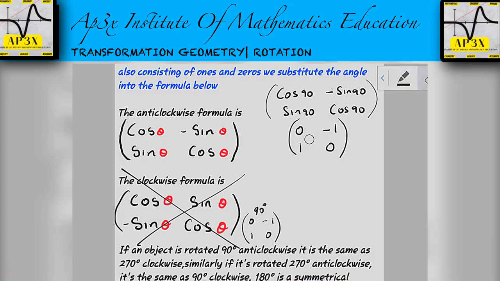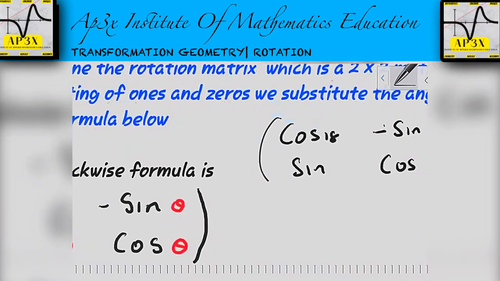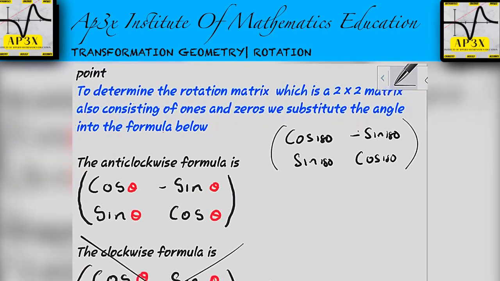anticlockwise rotation. Let us remove these numbers here and remove the 90 here, and we're going to put instead 180 degrees. So that's cos of 180, minus sine of 180, sine of 180, and cosine of 180. When you plug those into your calculator, you're going to find that the cos of 180 is negative 1, and the sine of 180 is in fact 0. Sine of 180 is 0, and the cosine of 180 is minus 1.